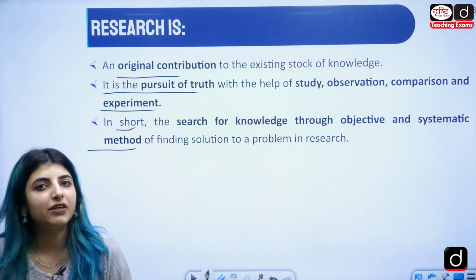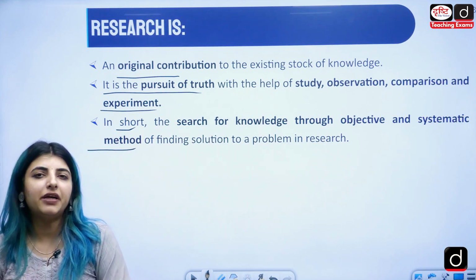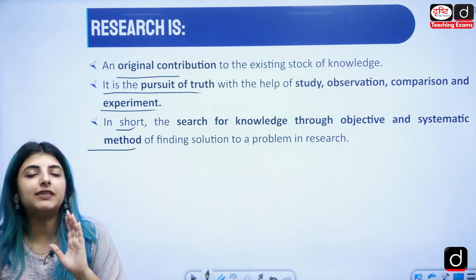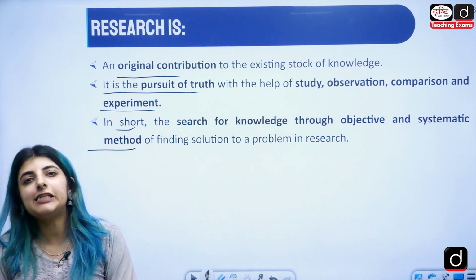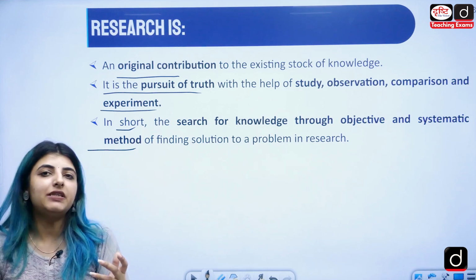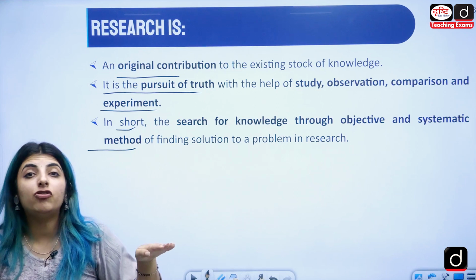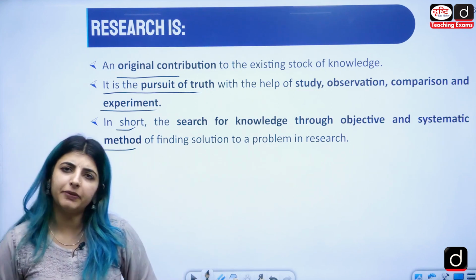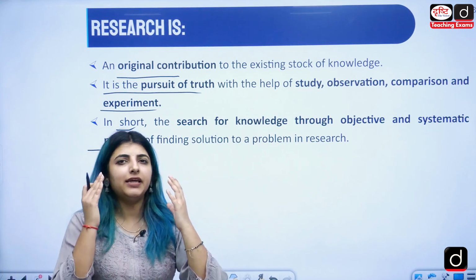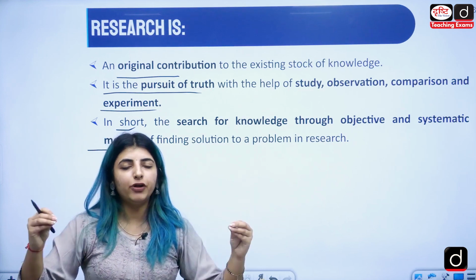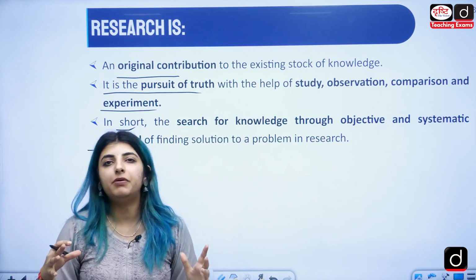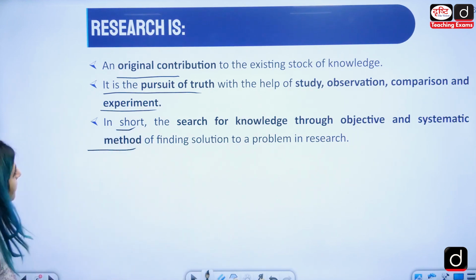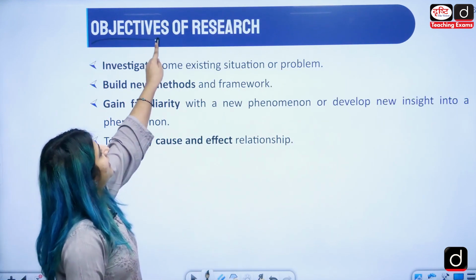Now here, objectivity, we are also going to talk about it as a very important characteristic of research. Objectivity is something where you need not be biased. You need to be a person who is viewing things from an objective point of view and not letting your points of view come in between. Correct? So, what are the objectives of research?